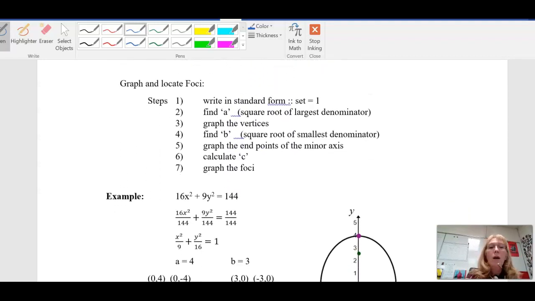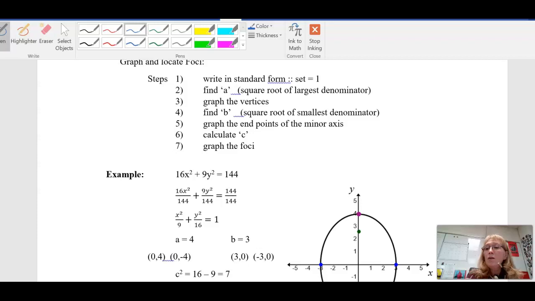All right, so here we go. We're going to write it in standard form, which means it's got to be set equal to 1. We're going to find a. We're going to take the square root of the largest. We're going to graph it. We're going to take the square root of the smallest. We're going to graph it. Now these are our major and our minor axes. We're going to take the larger minus the smaller and take the square root, and that's going to be c, and then we're going to graph our foci.